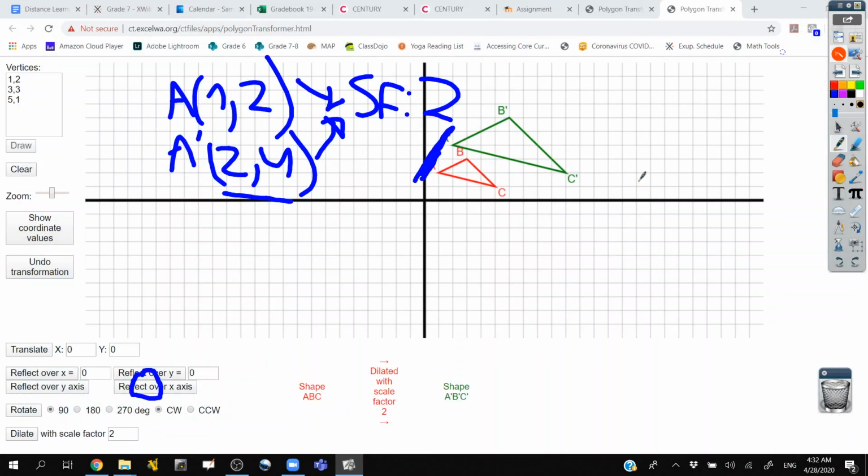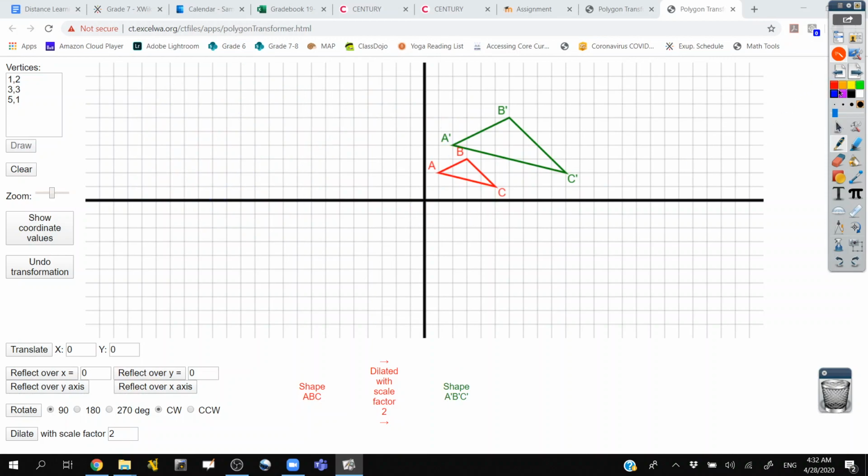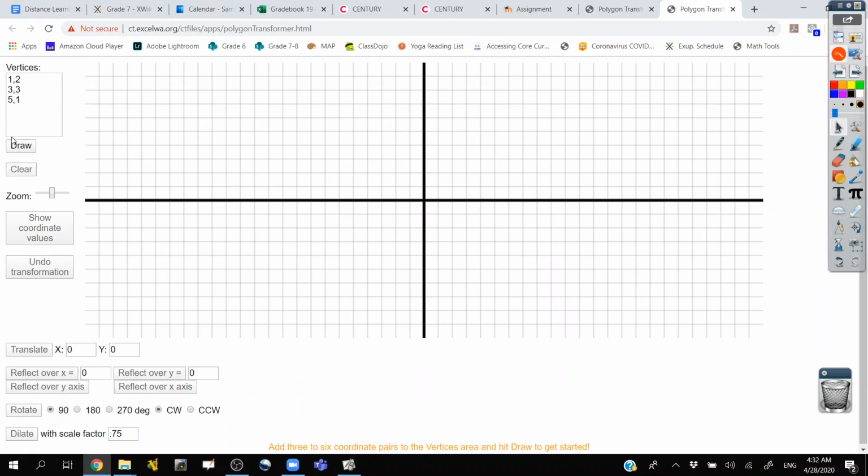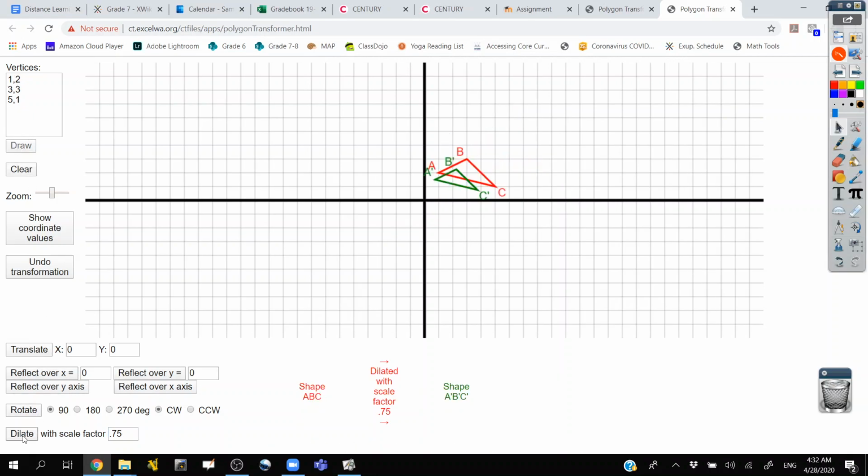So why would it be reduction? Well, let's come back here and look at another example. What if instead of a scale factor of 2, I used a scale factor of 3/4? Oh, it doesn't like division, so I'll do 0.75 for 3/4. Let's clear this, draw that triangle, dilate. When we dilate by 3/4, you see all of these coordinates became smaller.